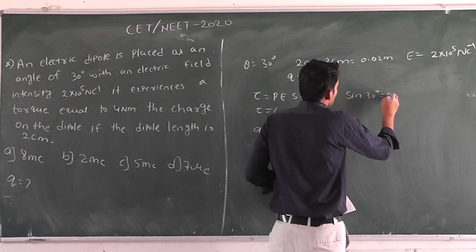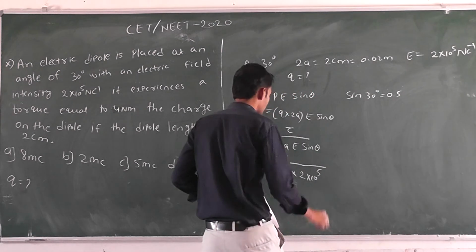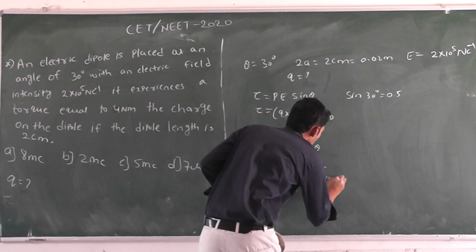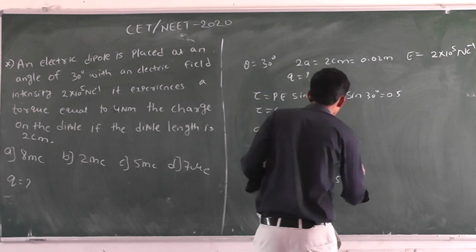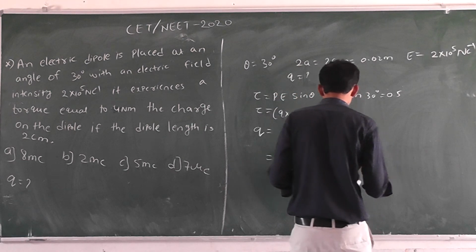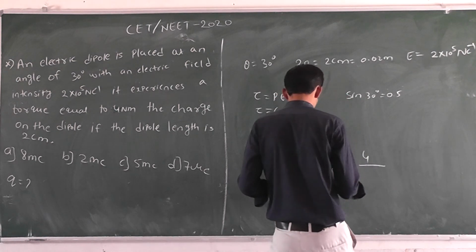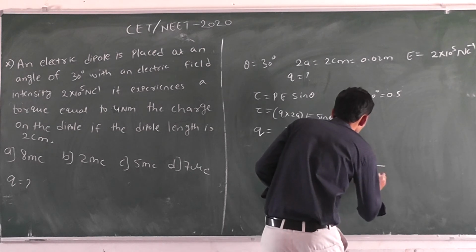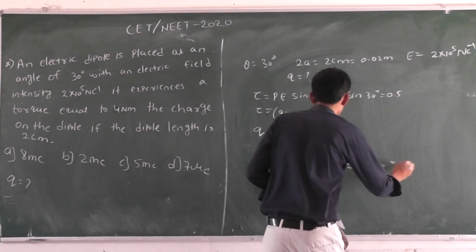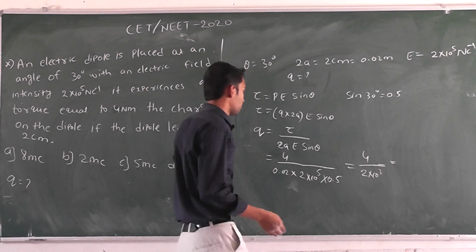Sin 30 degree we will get 0.5. So we will get 0.5. I will write 0.5. So if we divide all these values, how much will we get here? 4 into 2 into 10 to the power of 3. When we simplify, we will get the answer 4 by 2 into 10 to the power of minus 3.